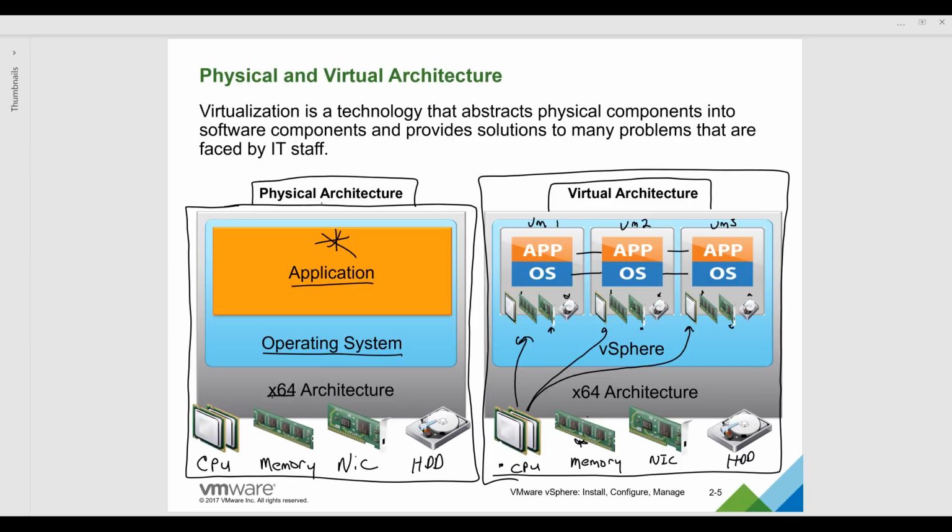So with that being said, we're sharing the CPU, the memory, the network, and the hard drive, and we're virtualizing it so VM 1, 2, and 3 can use it, versus over here at the physical architecture side, the only machine that can use the CPU, memory, the network, and the hard drive is this physical machine.